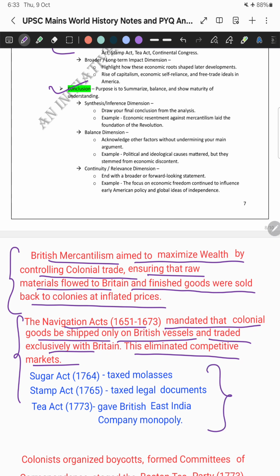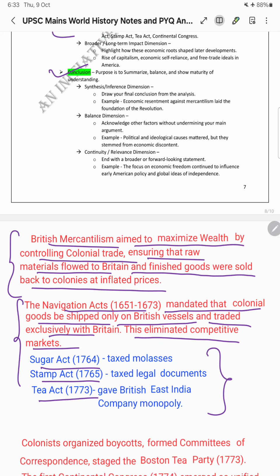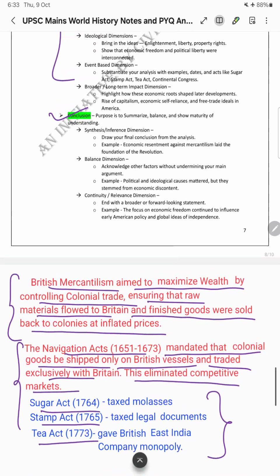Also, you can mention acts like the Sugar Act of 1764, the Stamp Act of 1765, and the Tea Act of 1773. So these also you can put over there. Now, the third part is the impact dimension.